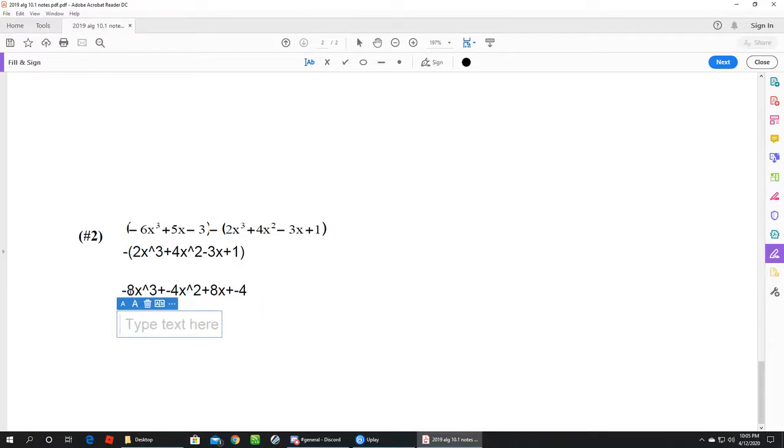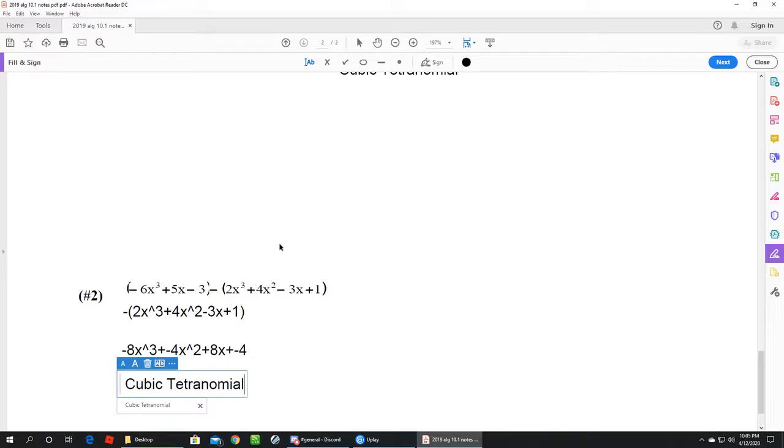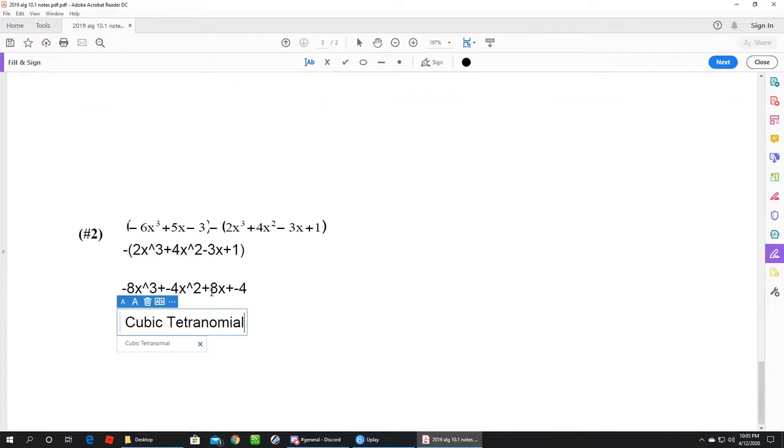And what is this? How many terms? And then what's the highest degree? Well, highest degree, we want to write first usually. So it's to the third, so it's cubic again. Then how many? 1, 2, 3, 4 different terms. So it's also a cubic tetranomial. It's the same thing, actually. Funny how that worked out, right?